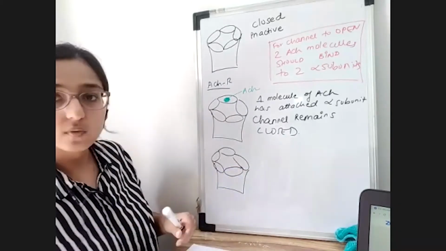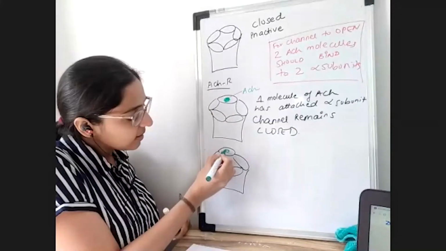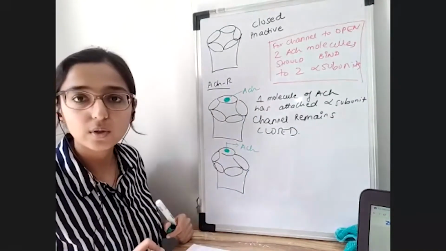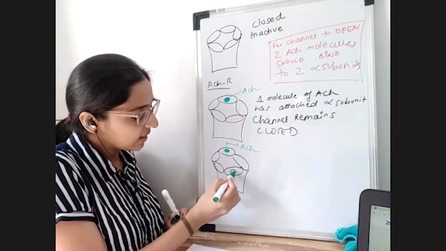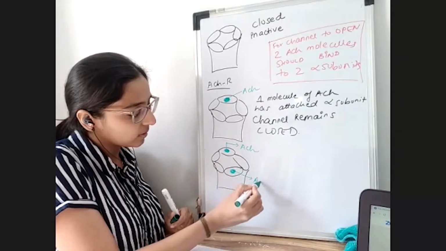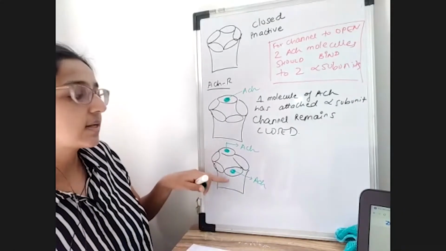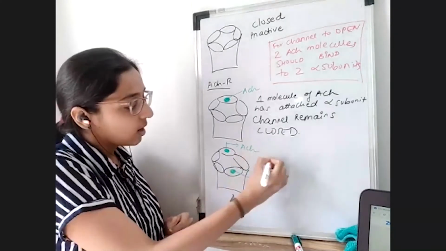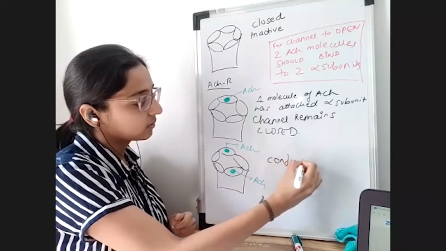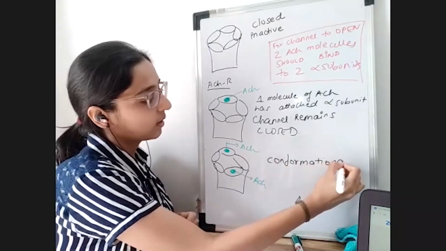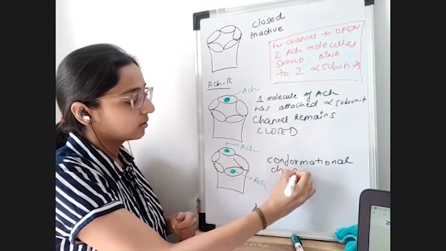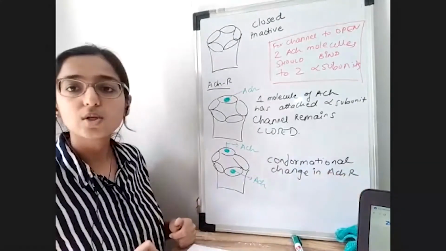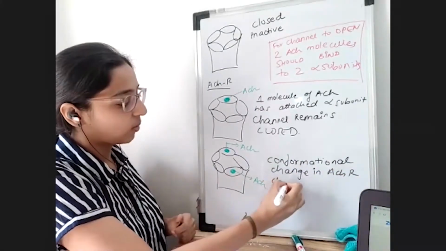What has happened over here is that one acetylcholine molecule has come and bound to the alpha subunit. The second acetylcholine molecule has also come and bound to the alpha subunit. So here I've got 2 acetylcholine molecules binding to the alpha subunits. Now there will occur a conformational change in the acetylcholine receptor, and the channel will open.